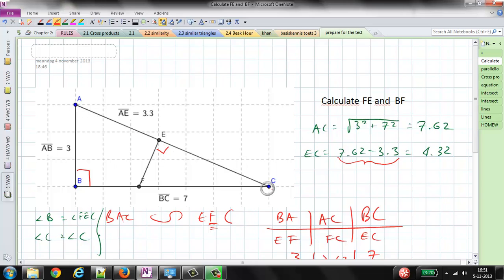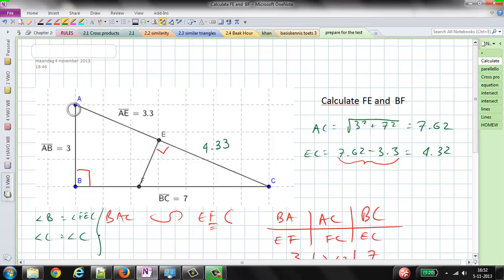That means that this entire side is 7.62. EC, which is this, is going to be AC, the 7.62, minus this 3.3. That gives me EC equals 4.33. I'll put this 4.33 in here.